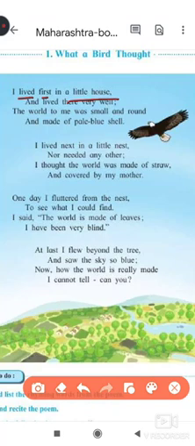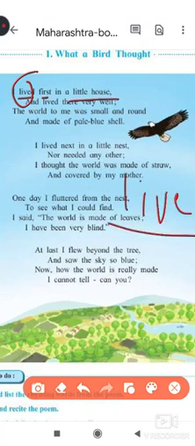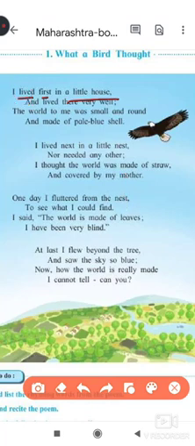Okay, here we have the word lived. Lived is the second form of live. So, I lived first in a little house. That bird lived in that little house, that egg, and lived there very well.